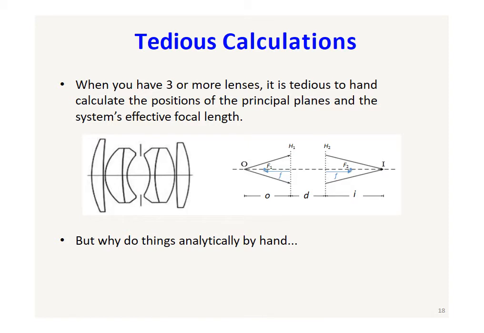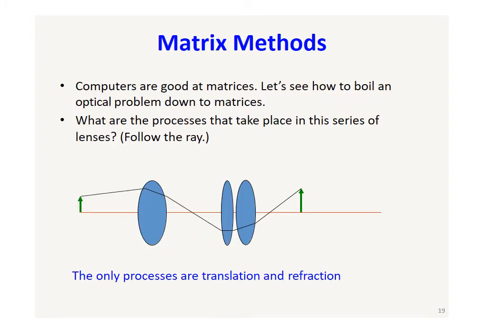Now, it would probably take a skilled person 10 or 15 minutes just to find the trajectory of a single ray through a complicated system like this. But a computer could do it in a millisecond, so we don't need to always do things by hand. So how do we set this problem up so that a computer can do it?